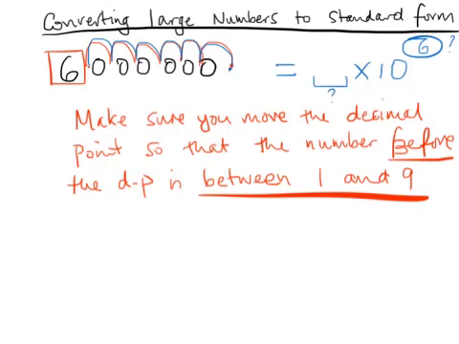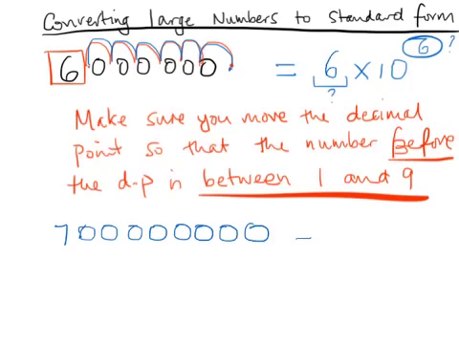The other number, this one here, is simply the number that you're left with before the decimal point, which is a 6. Let's do another example. Let's start off with 7, 0, 0, 0, 0, 0, 0, 0, 0, and we want to put that in standard form. Well, it's going to be something times 10 to the something. There's no decimal point, so we put one right at the end here.